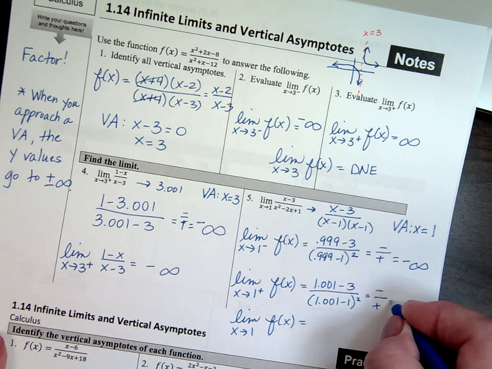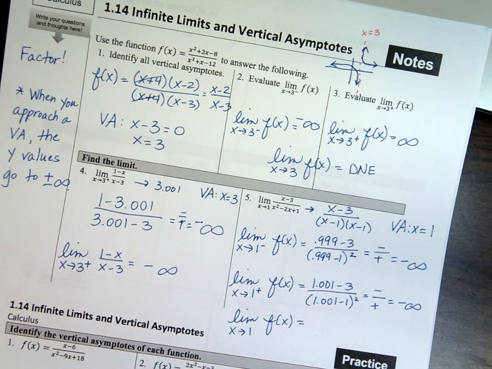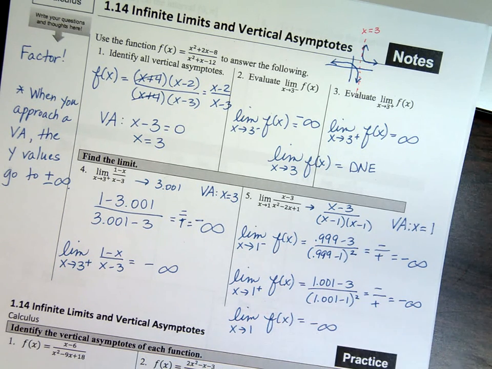Because these are both going in the same direction around that vertical asymptote, the limit at 1 is going to be negative infinity. If one was positive infinity and one was negative infinity, the limit would not exist because it's going in two different directions. But because on either side it's going in the same direction, you say it's negative infinity. All right, that's vertical asymptotes. We good? We'll try some practice.